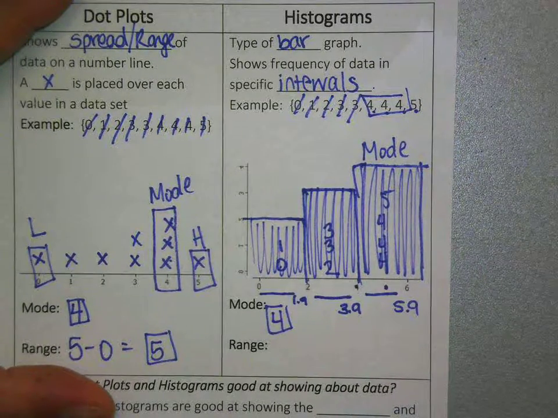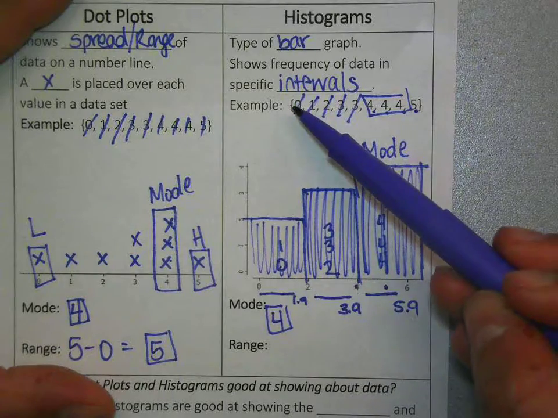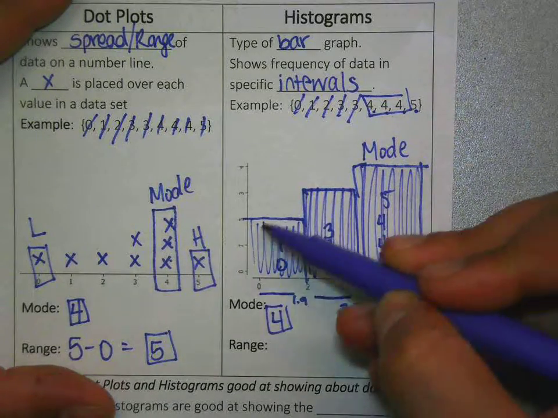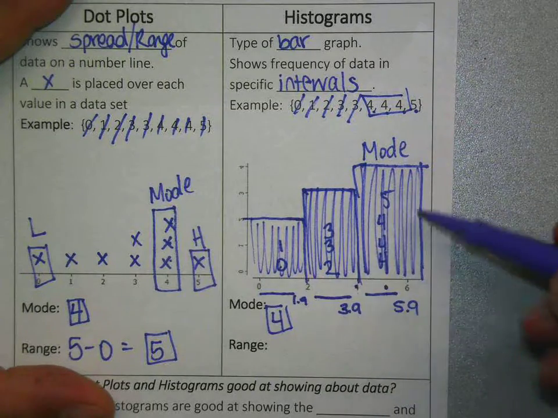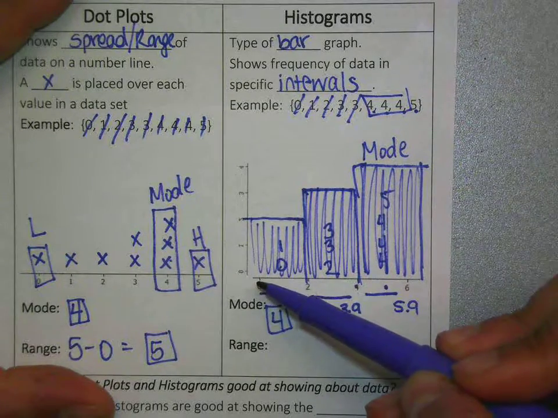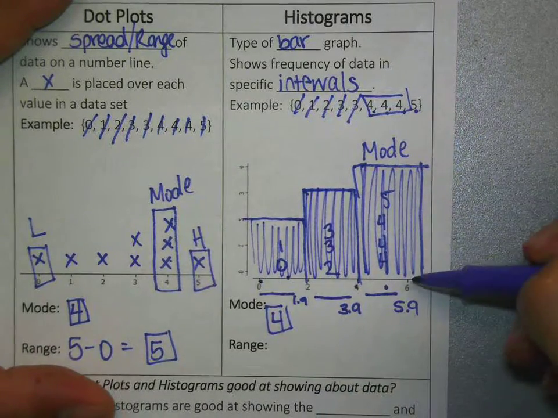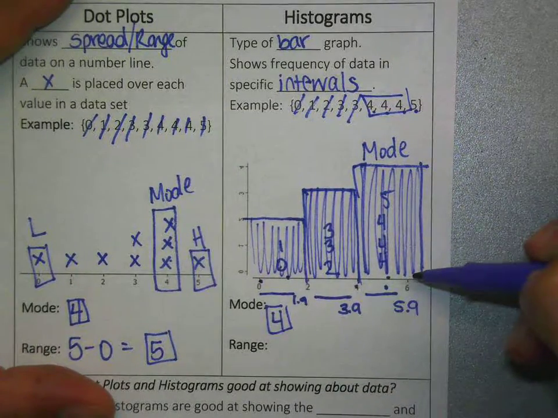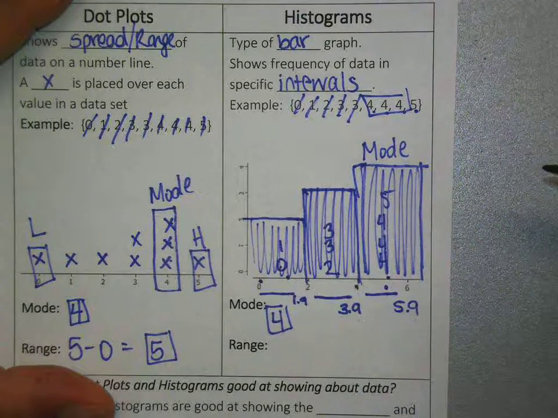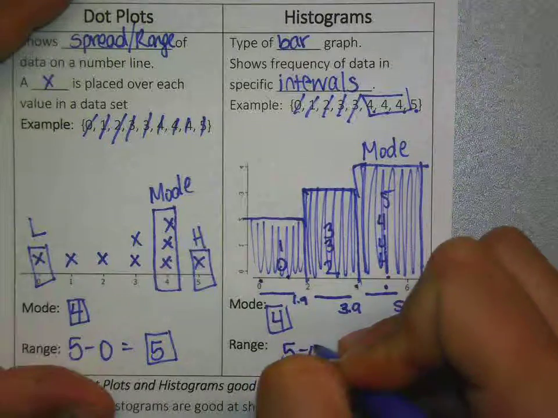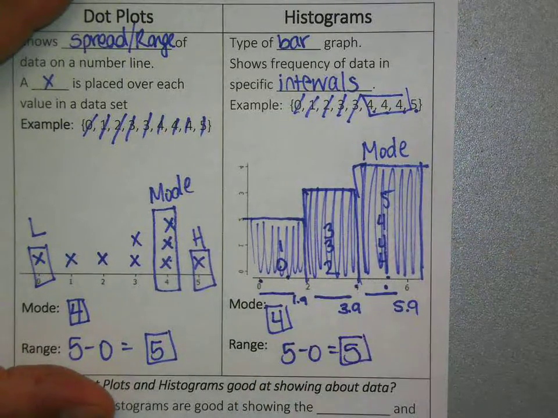The range, just like before, is the smallest and largest number subtracted from each other, and again, that's not super easy to see in the histogram because 1 could be our lowest number or 0 could be our lowest number, and 5 could be our highest or 4 could be our highest. But we know looking back at the data that it's 0 and 5, so we subtract them to find the range.